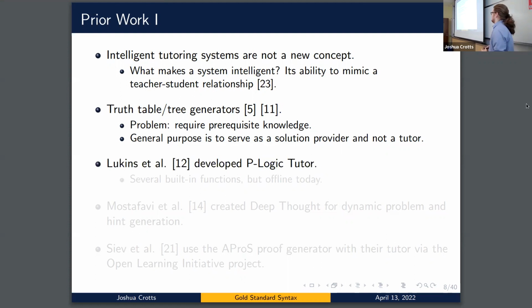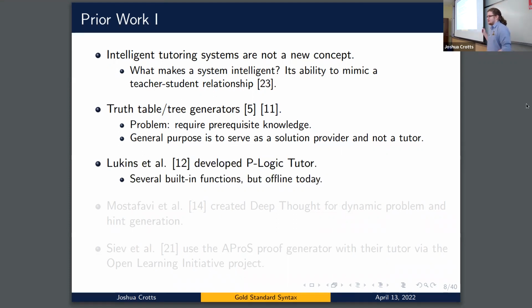A good example of an intelligent tutor is the P-Logic tutor, developed by a group of researchers at Wake Forest. They evaluated it with a few discrete math courses. It has some nice built-in functionality: truth table and truth tree generators, and a natural deduction tutoring system. But we can't evaluate it today because it's offline. And if you even wanted to use it, you had to have an account with Wake Forest, so it wasn't publicly available.